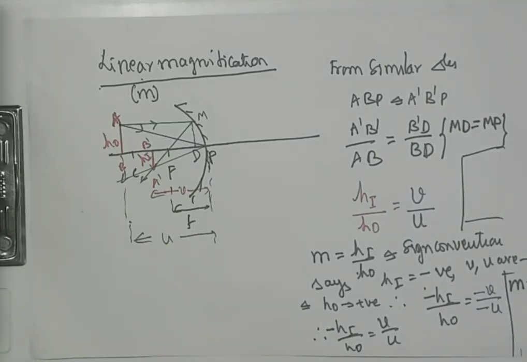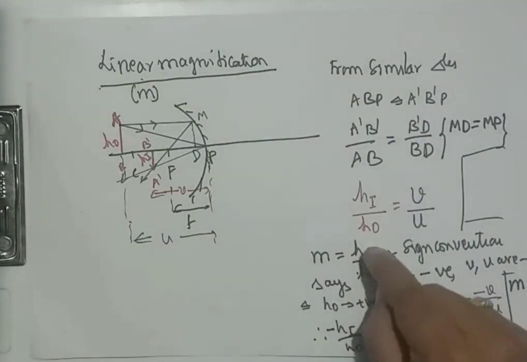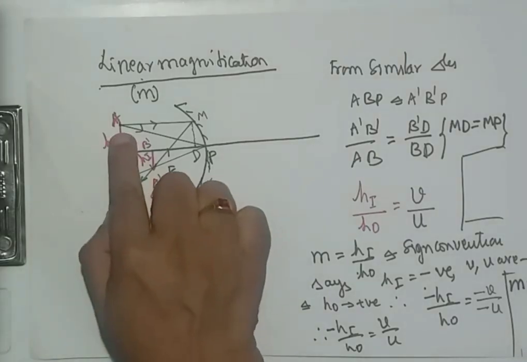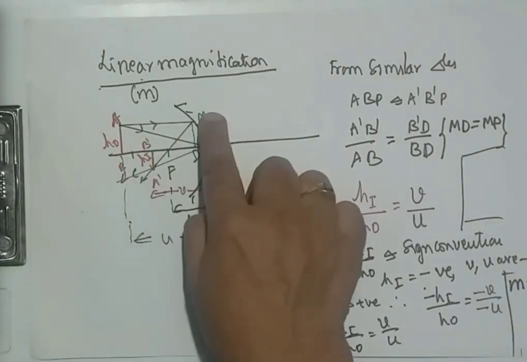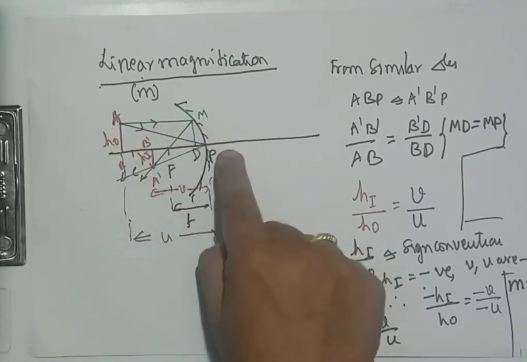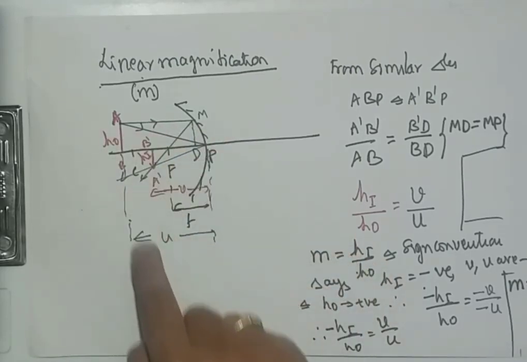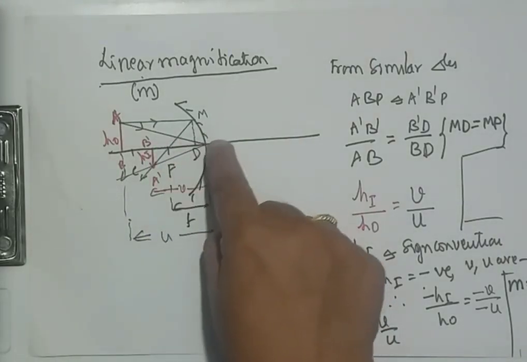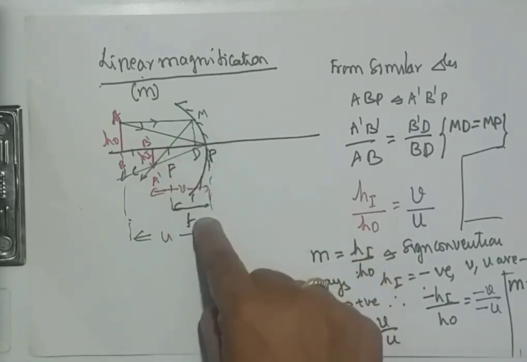Let us go through it once again. Say linear magnification is the ratio of height of the image to the height of the object. The figure what we have written is very similar. A parallel beam from the tip A onto M. After that it passes through focus. Another beam straight away falling on the pole, getting reflected back. So the distances B to P, U, B dash to P, V, F to P, F.